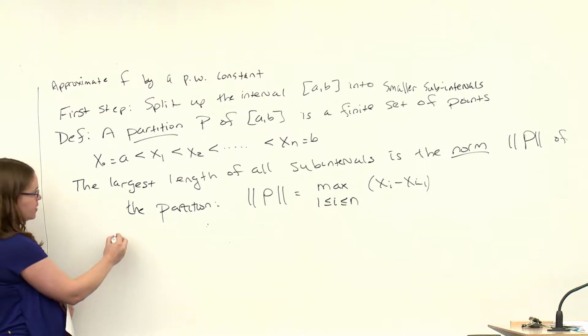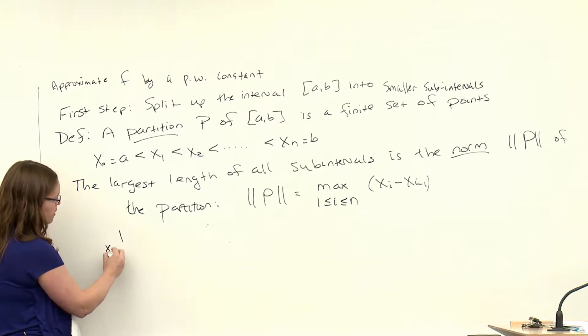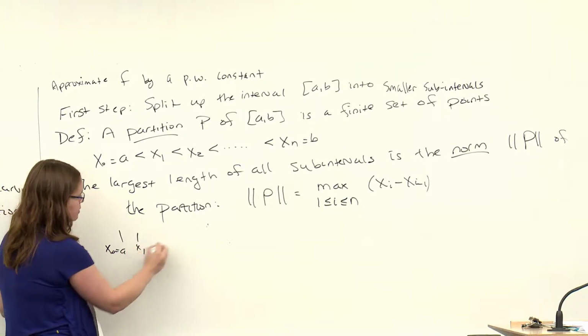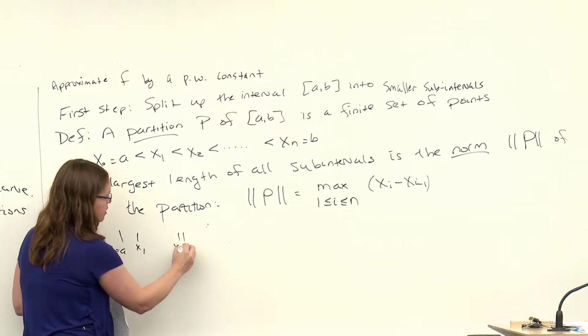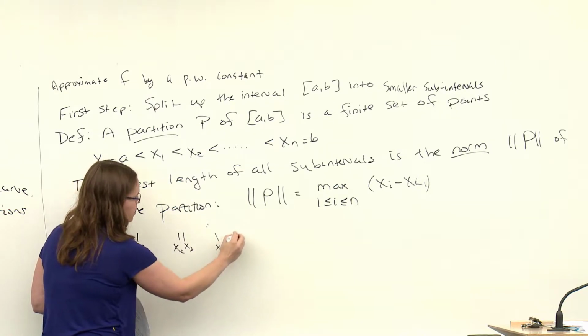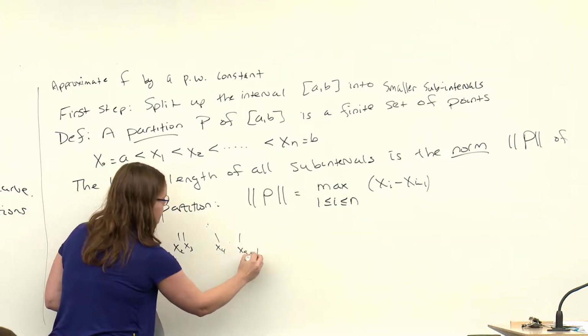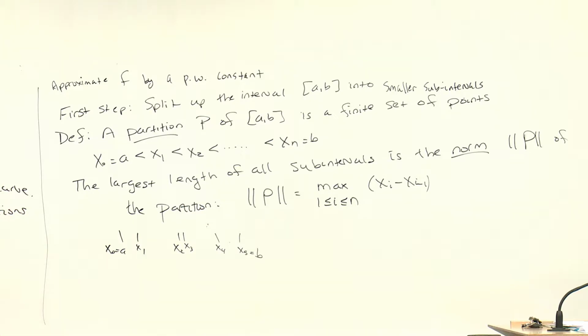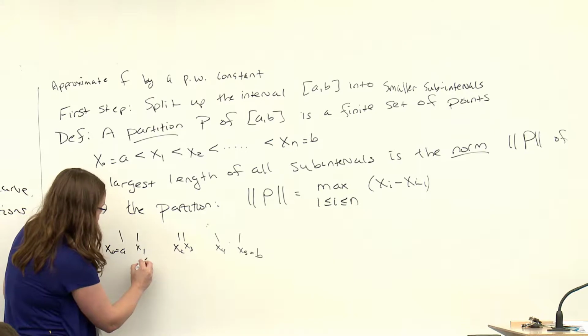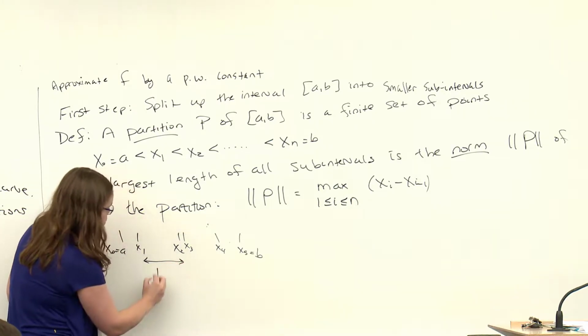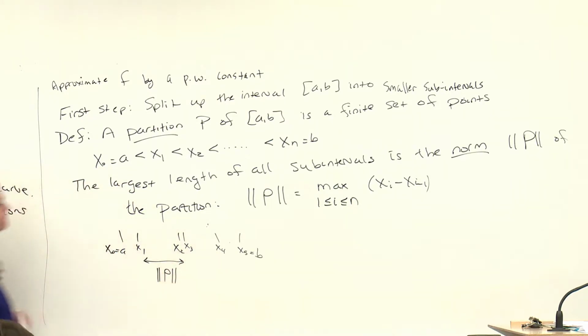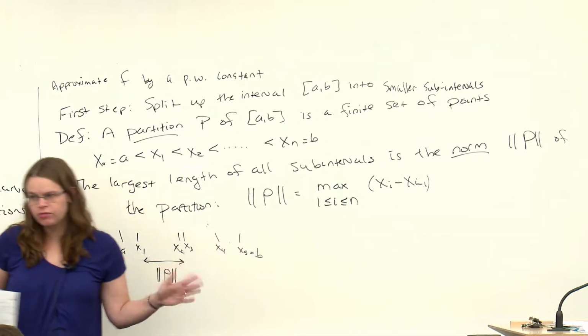If our partition was something like this, so here's x0, here's x1, here's x2, here's x3, x4, x5 equals b. Then for the norm, we'd look at the largest one of these. And this length here would be the norm of P. Okay, so that's a partition.